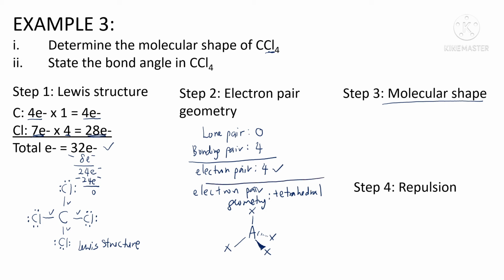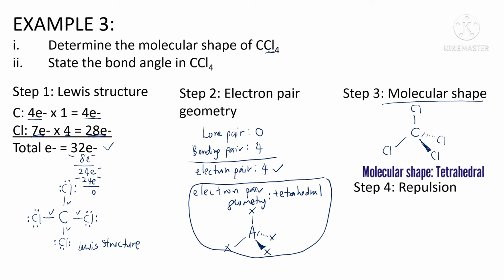CCl4 based on the electron pair geometry that we deduced in step number 2. So carbon, the central atom, 1 bonding pair to Cl pointing upwards, another one bonding pair, and 1 bonding pair pointing downwards towards us. We use a solid wedge to represent it, and then 1 bonding pair pointing away from us downwards, we use a dash wedge. So this is the molecular shape of CCl4 we draw based on the electron pair geometry tetrahedral that we deduced in step number 2.